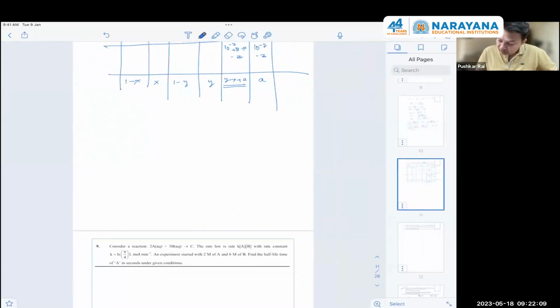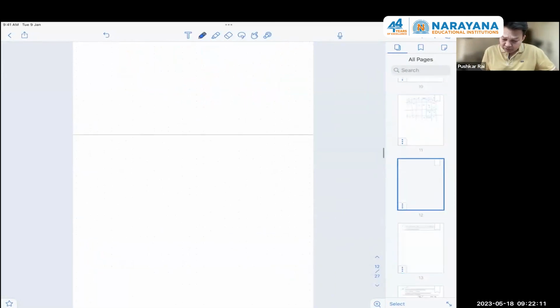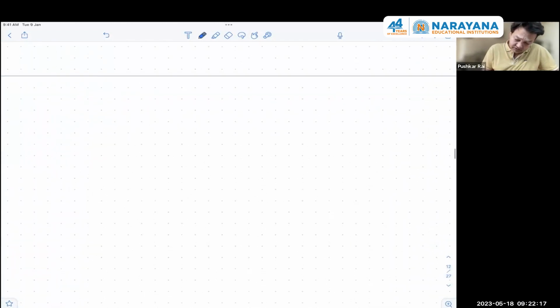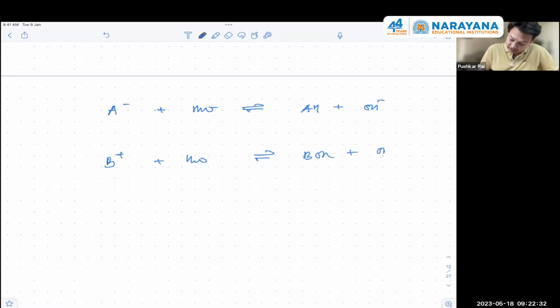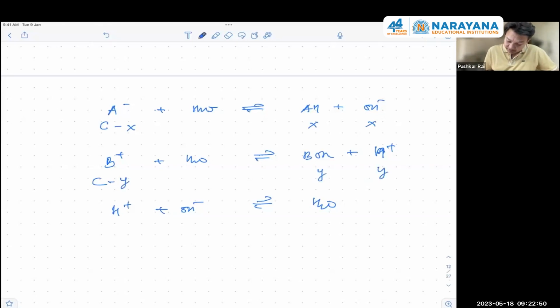So I always try to write it in such a manner, because students don't like this grid. So I show it here like this: A negative plus H2O changing into HA plus OH negative, B positive plus H2O changing into BOH plus H plus, and H plus plus OH negative changing into H2O. See right here, suppose it is C minus x, then x, and then x. Suppose this is C minus y, this is y, this is y.